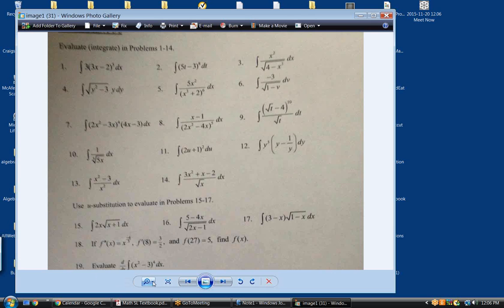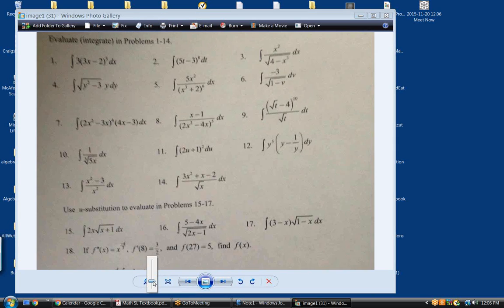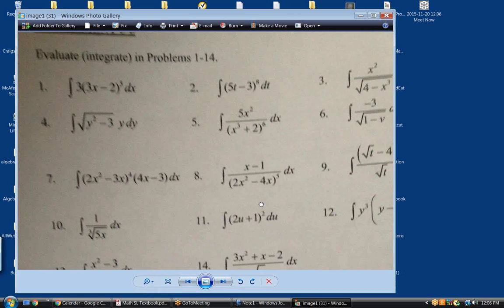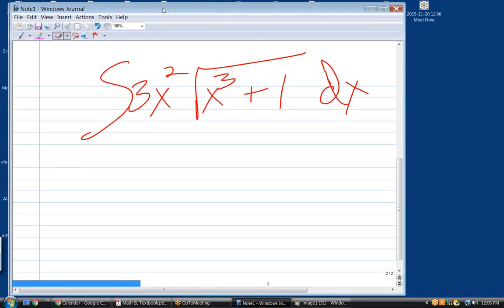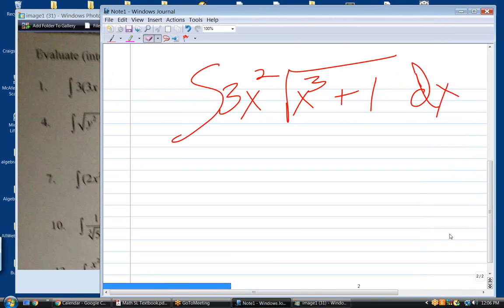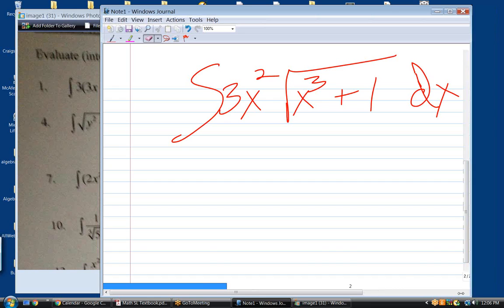Start at 1. Notice number 1. What's the derivative of the inside? 3. Yeah, and that's the multiplier. Now, let's just go through the process, because I think this is important to actually go through the U substitution.